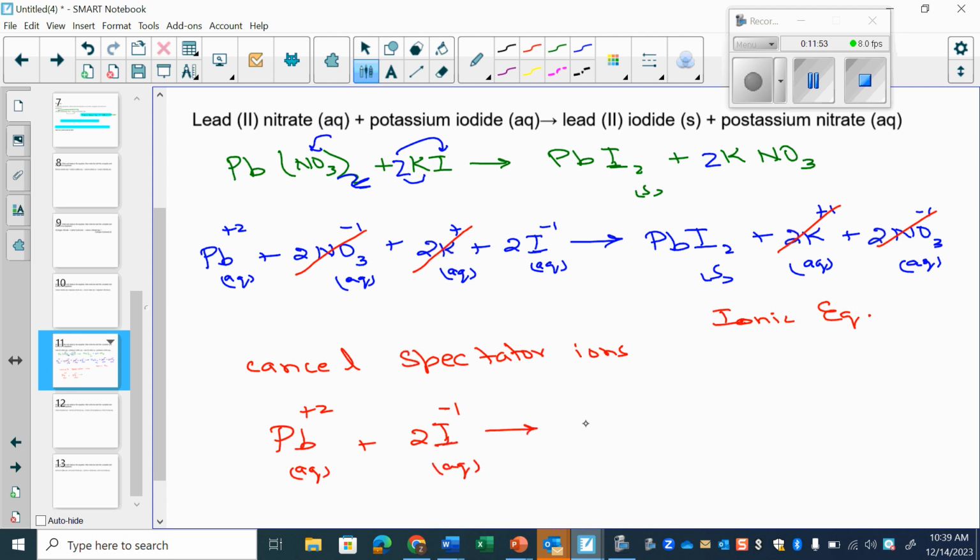And then it is giving me PbI2, which is solid. It has to be a balanced equation: 1 lead and 2 iodines. So this is my net ionic equation. And this question will be on the test, so it is about ionic and net ionic equations.